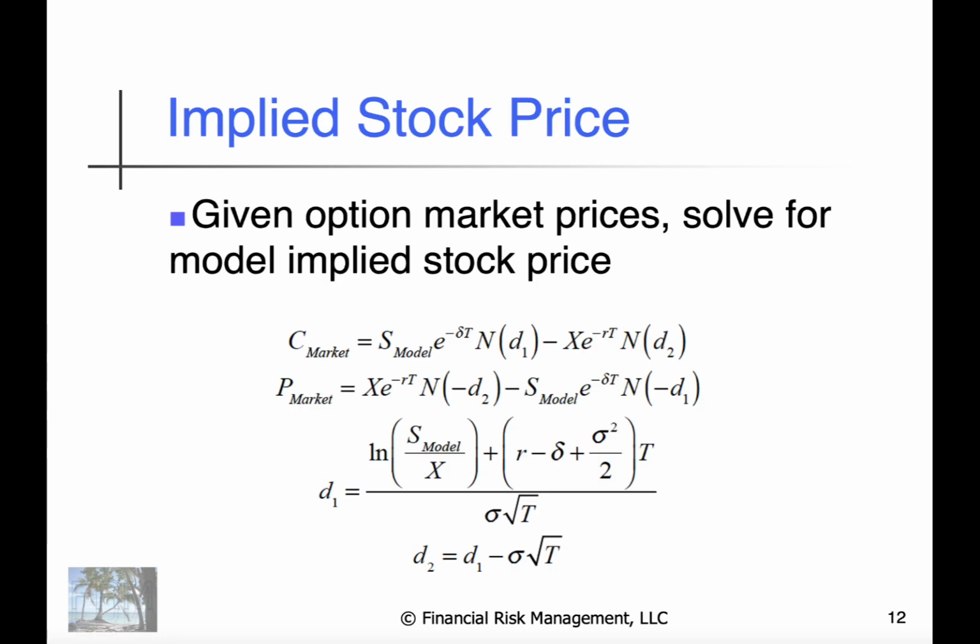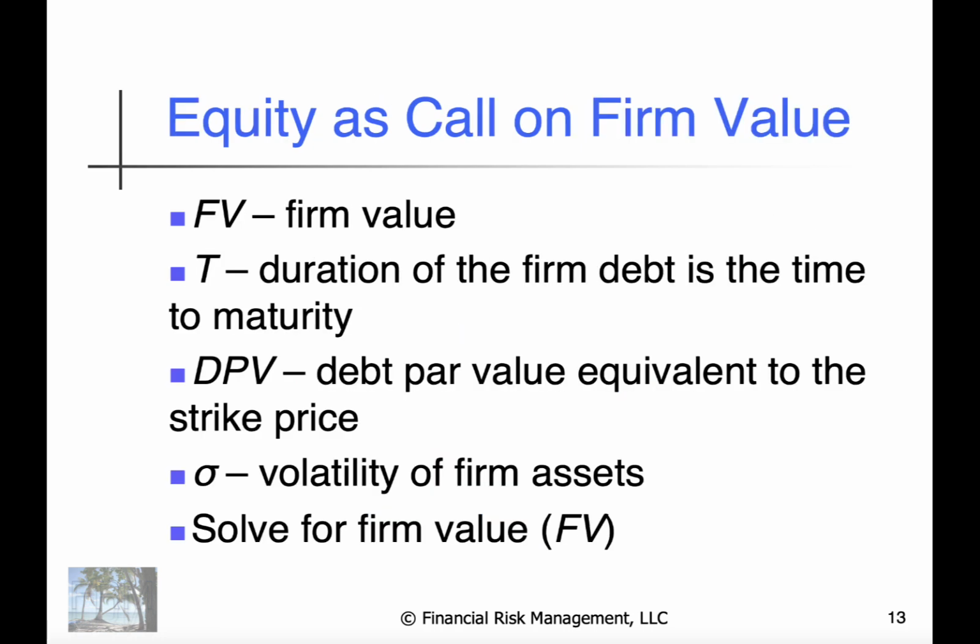We could solve for the implied stock price. Given the option market prices, we could solve for the implied stock price. You could think of equity as a call option on the firm. So FV denotes firm value, T is the duration of the firm debt. We're going to translate all the indebtedness of the company into a zero coupon maturity bond with T years to maturity. DPV is the debt par value, equivalent to the strike price. This would be the par value of the debt at that maturity. Volatility is the volatility of the firm assets, and we could solve for the firm value.